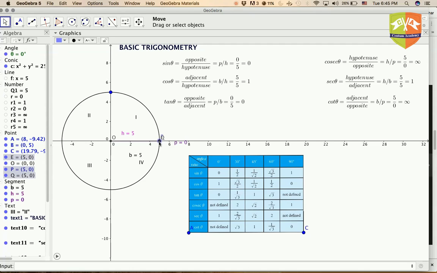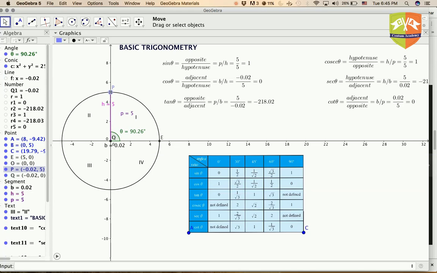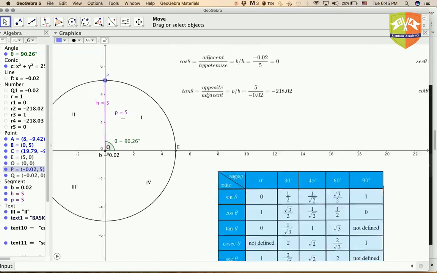Similarly, if I take theta to 90 degrees, I need to change the position of P, and I have to take it to this point. Okay, right? So I have taken it to, yeah, this is the point P. So it shows 90.26. Let me try to get exact 90 degrees.